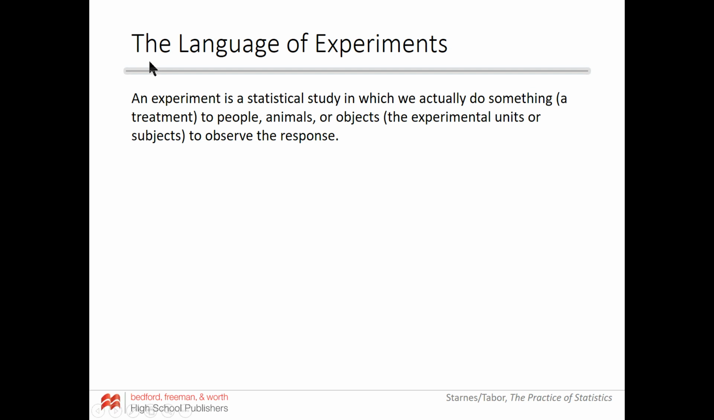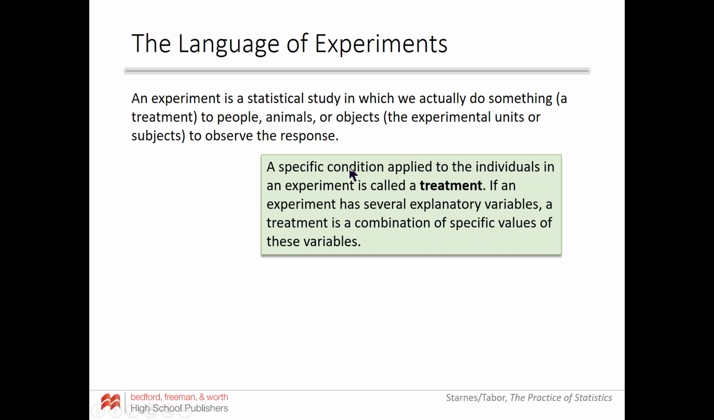All right, so more about experiments. An experiment is a statistical study in which we actually do something. Again, we impose a treatment to people, and a lot of times I as a teacher kind of default to people, but it doesn't have to be people. Animals, trees, potato chips, whatever. Okay, and we want to observe the response. So a specific condition that's applied to the individuals in an experiment is called a treatment. If an experiment has several explanatory variables, a treatment has a combination of specific values of these variables. So for example, your treatment in the COVID vaccine would be the COVID vaccine itself or a placebo.